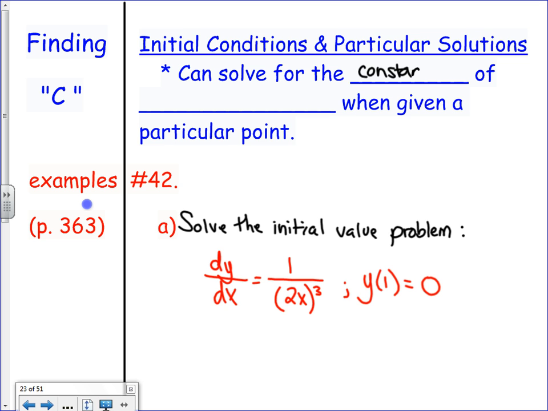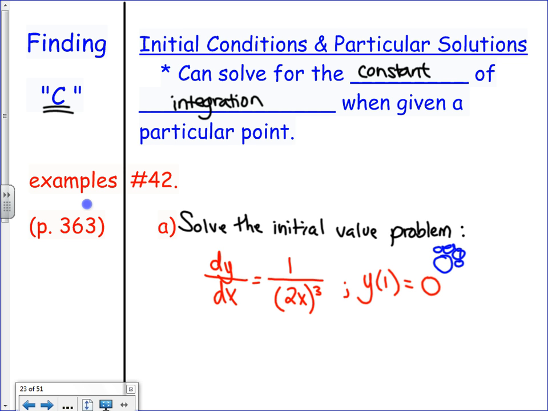We alluded to this yesterday. If C is ambiguous, can it ever be found? Is there any case in which we would know what C was? Yes, but only when they give us an extra clue. Only when they give us a point.